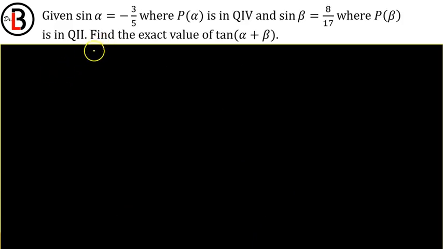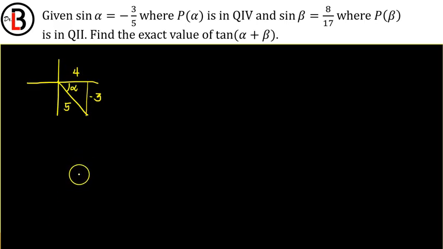You're given sine of alpha is negative 3/5, but then alpha is in the fourth quadrant. So let's try drawing a triangle in the fourth quadrant. This is your alpha. Since it is sine, it's opposite over hypotenuse, so that means that would be negative 3, because again, hypotenuse can never be negative. So this is a 3, 4, 5 triangle.